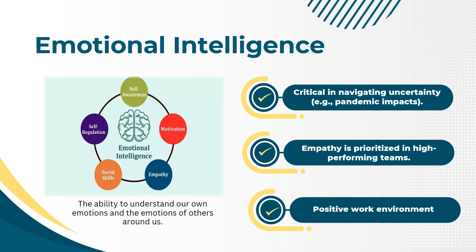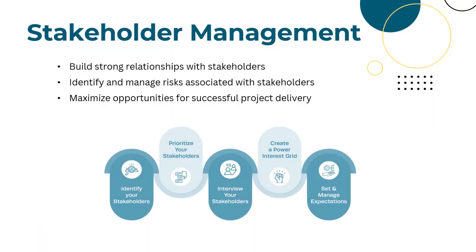Emotional intelligence is the ability to understand and manage our own emotions while empathizing with others. It's particularly critical in project management where we navigate uncertainties and collaborate with diverse teams. Leaders with high EI build trust and prioritize empathy, which are key traits of high-performing teams.